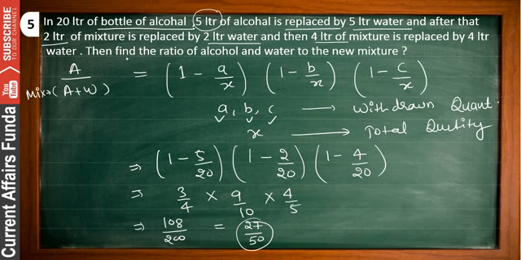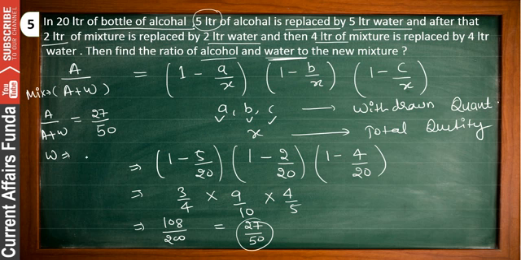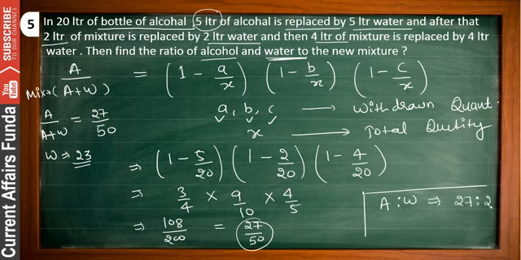Right now question is asking to find the ratio of alcohol and water, not alcohol is to mixture. So if alcohol and alcohol plus water is in 27 is to 50 ratio, so we can say, what is water here? Water, it will be 23. Fine. So see right now, the ratio of alcohol is to water, it will be 27 is to 23. I hope this question is clear to you.